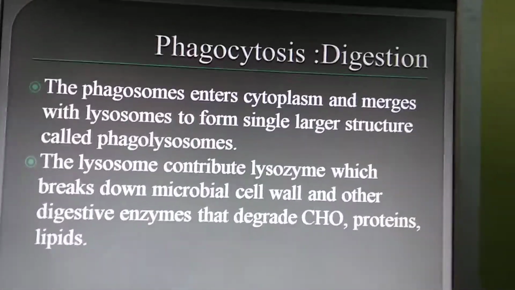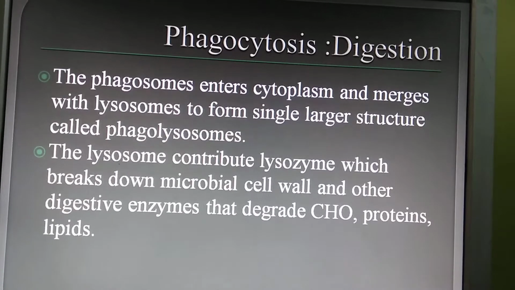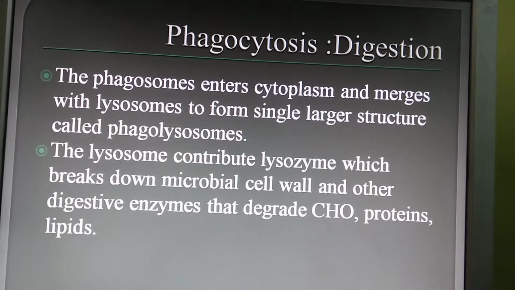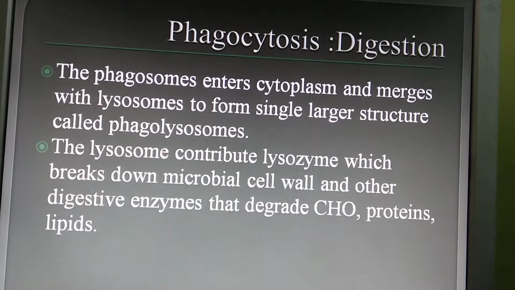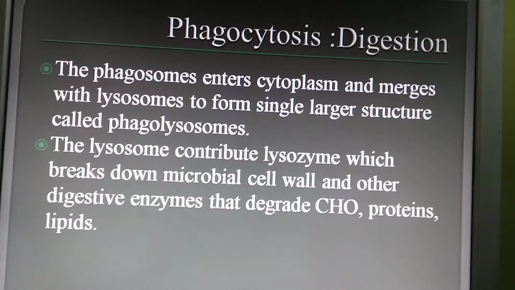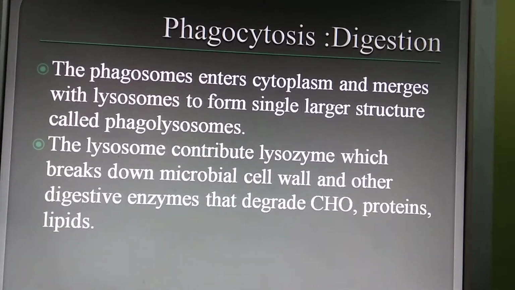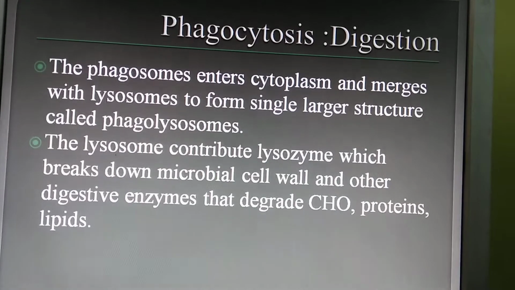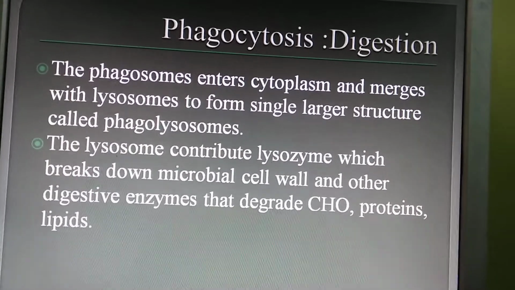The fourth stage is digestion. The phagosome enters the cytoplasm and merges with the lysosome to form a single large structure called a phagolysosome. The lysosome contributes lysozyme, which breaks down the microbial cell wall, and other digestive enzymes that degrade carbohydrates, proteins and lipids.